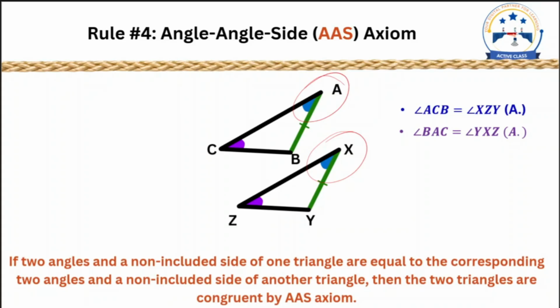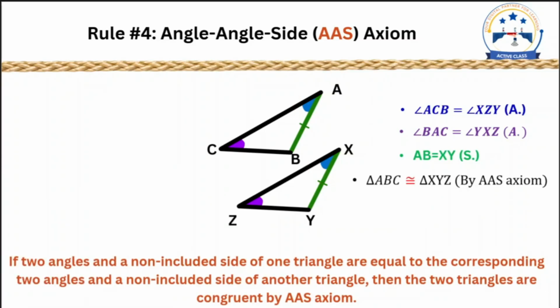Now you need to have a pair of equal sides which is non-included by the angles. Can you tell me that side over here? Great. AB equals XY. It's a pair of equal sides. Boom. Triangle ABC is congruent to triangle XYZ by angle-angle-side axiom. If you have any two triangles and they satisfy these three properties, then we call them congruent triangles by angle-angle-side axiom.